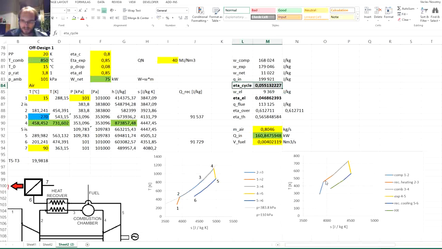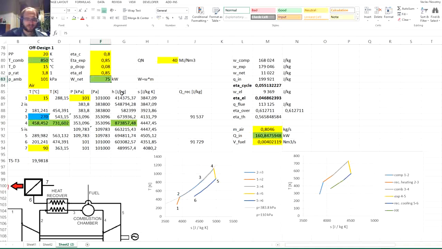And yes, in the TS diagram we can see that the recuperated heat is much smaller, and the burning temperature, or we can see it here, the combusting temperature, instead of 850 degrees C, the original one, is now just 460. So this operational regime probably is not really feasible, because of getting just 5% efficiency.